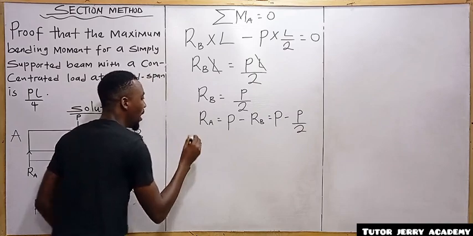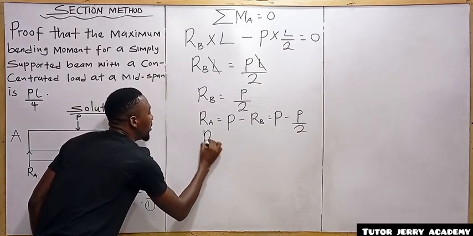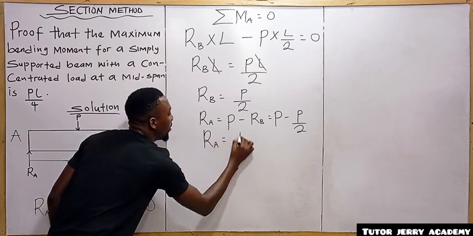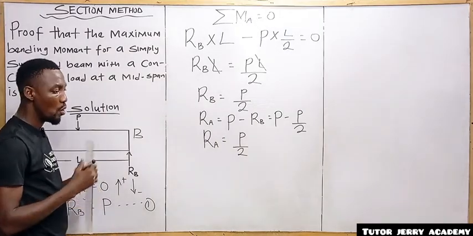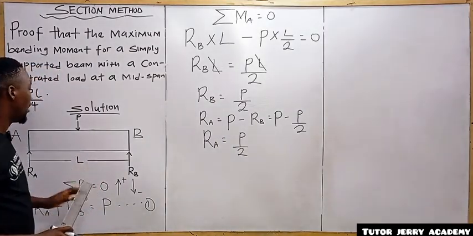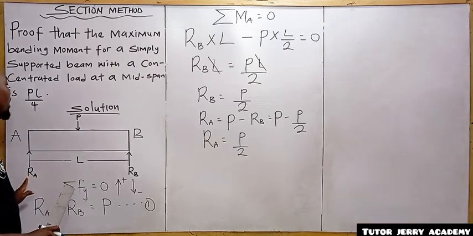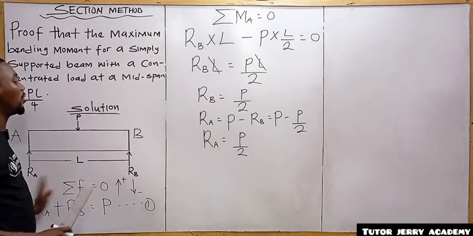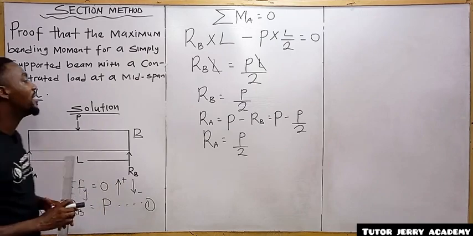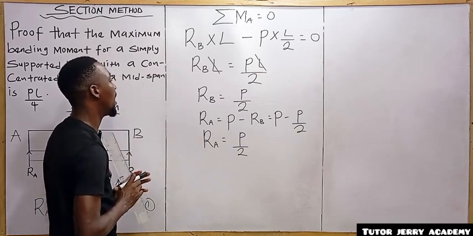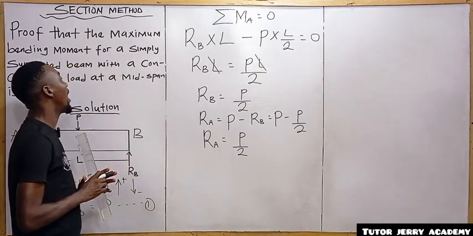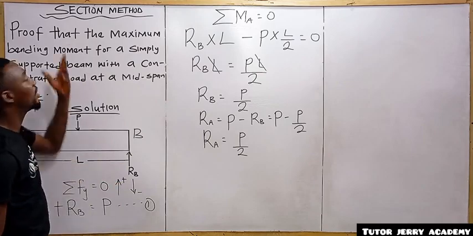So here we are going to have our reaction at A equal to P all over 2. It means if you have a simple supported beam with a load at the mid span, they are going to share the load equally. That is, they are going to have the same load. So here we have our reaction at A and reaction at B. So here we are going to apply our sectioning method now.